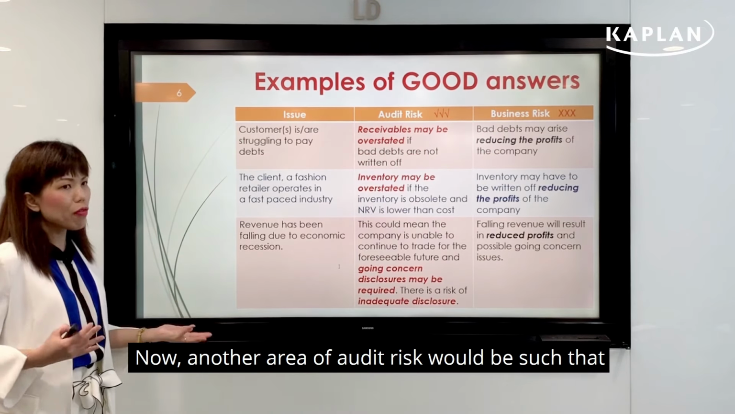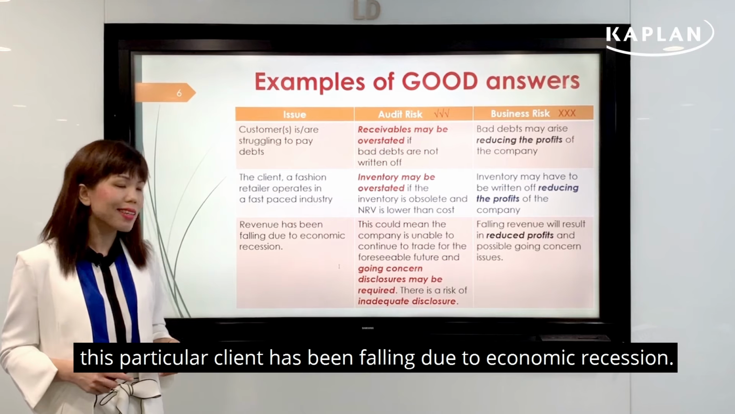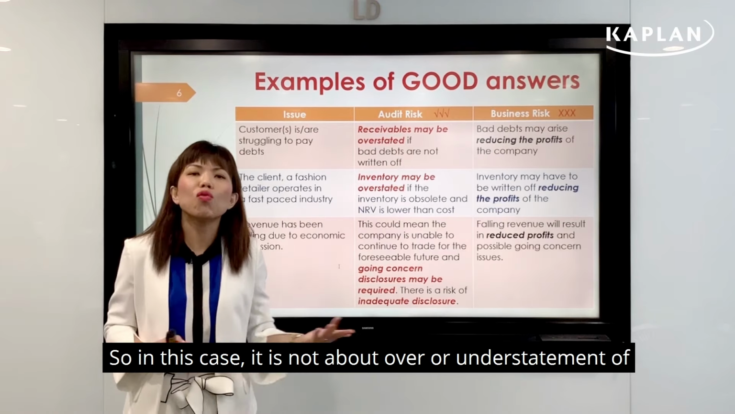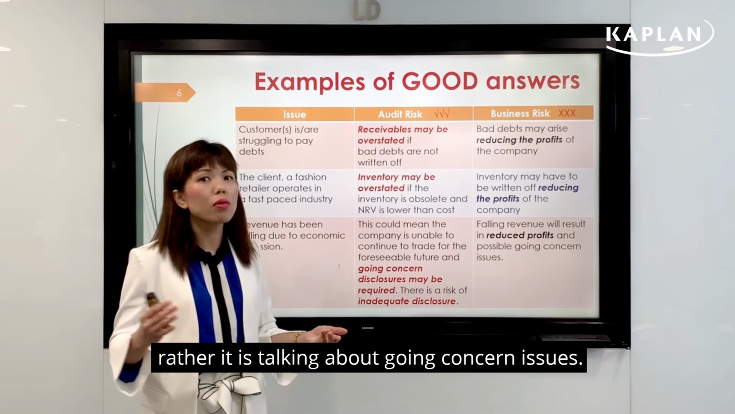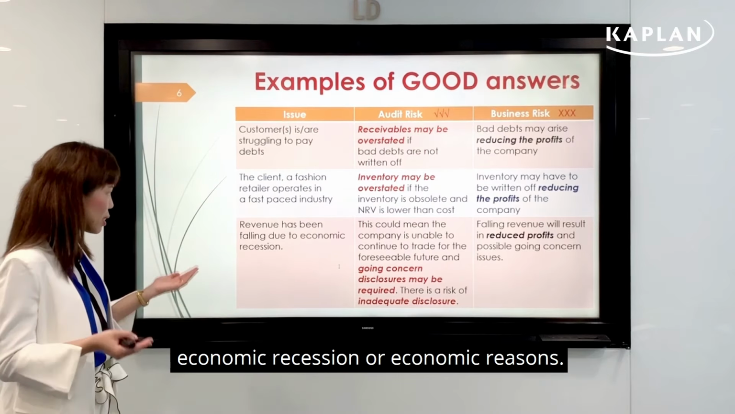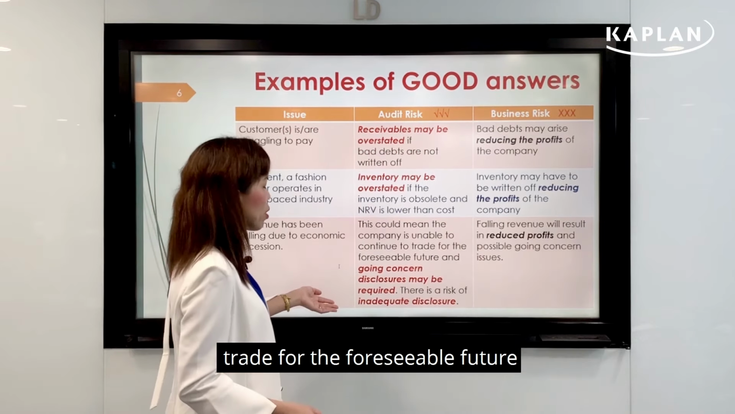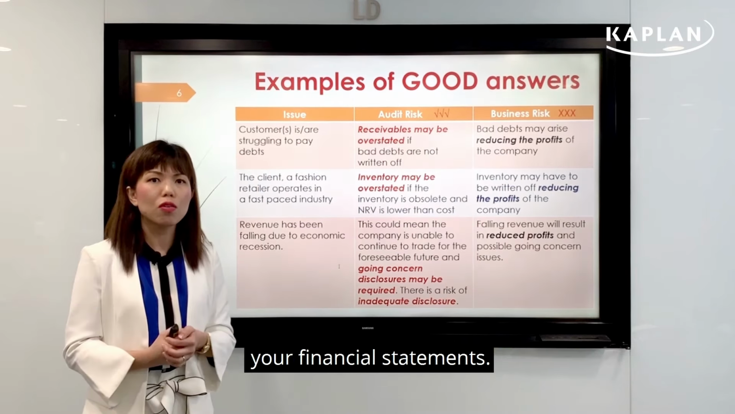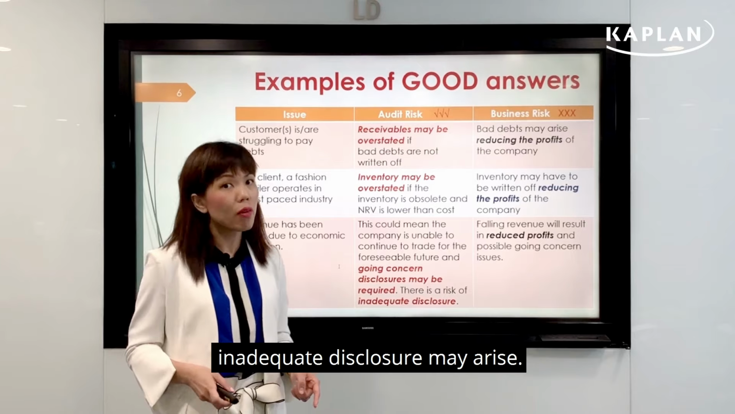Now, another area of audit risk would be such that the revenue or the profits of this particular client have been falling due to economic recession. In this case, it is not about over or understatement of an account balance or classes of transaction, but rather it is talking about going concern issues. When the sales or the profits have been falling due to economic reasons, it could indicate that this particular company may not be able to trade for the foreseeable future. As a result, going concern disclosures will be required in your financial statements. Therefore, the audit risk should be that inadequate disclosure may arise.